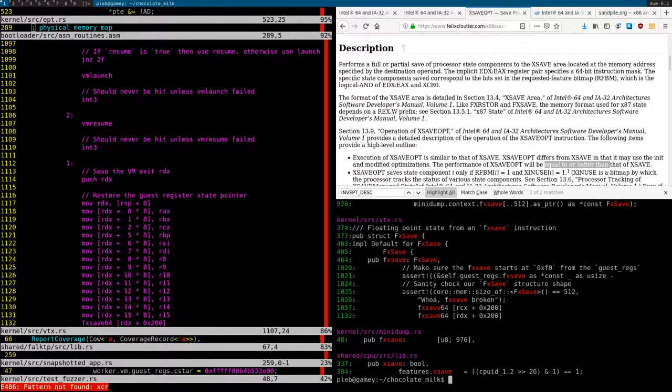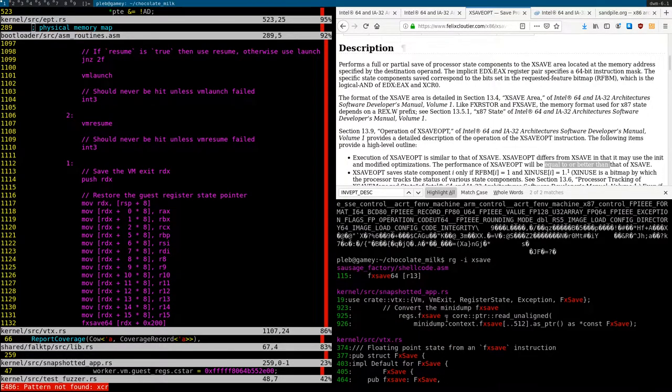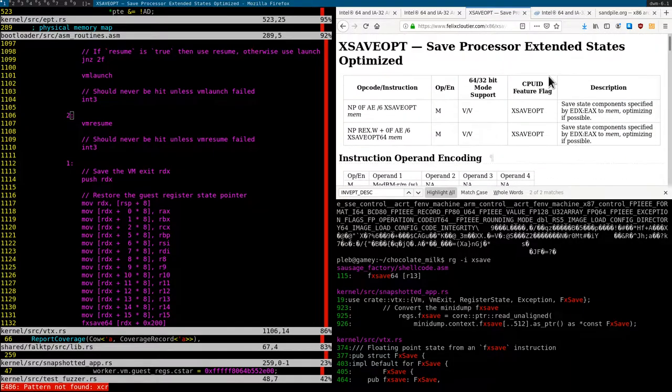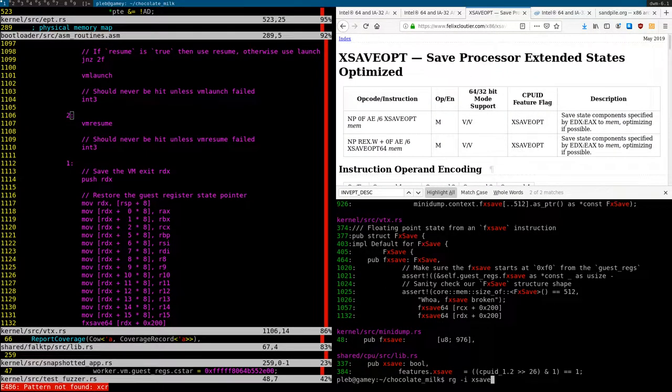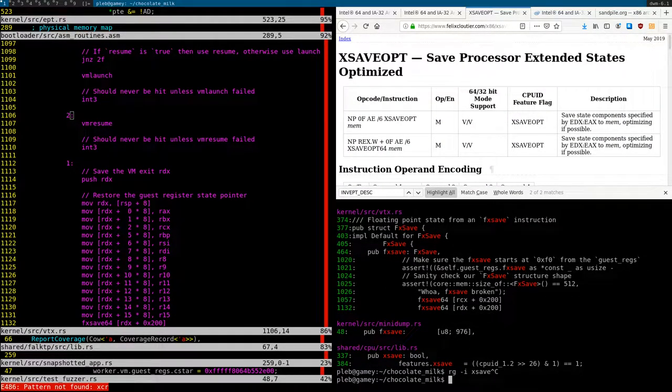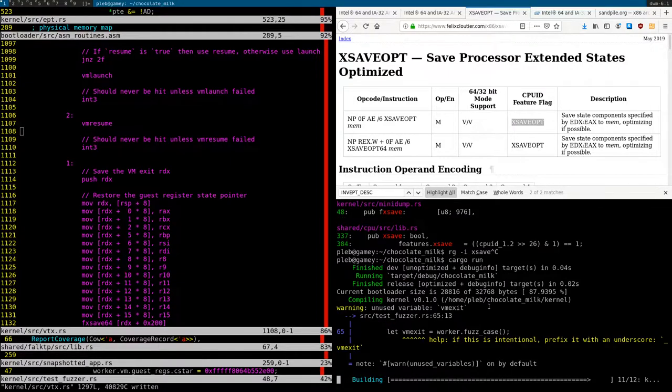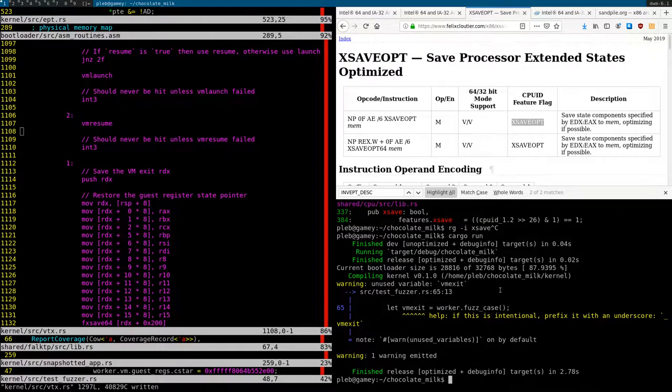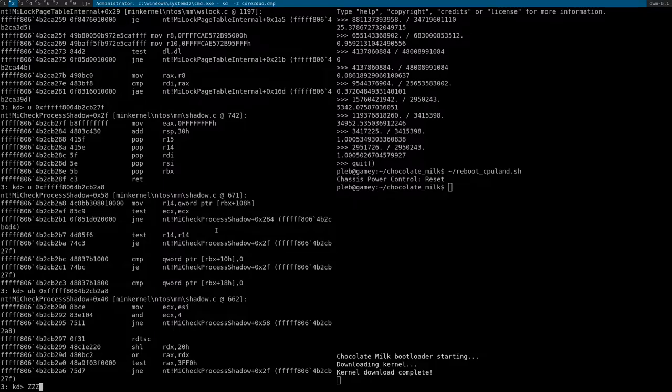RGI Xsave. Yeah, and then I'd have to conditionally handle this. I mean, any processor that I run this on will probably have Xsave and Xsave opt. I can't really imagine that I'd ever run this on something without Xsave opt. But yeah, that's looking pretty clean.